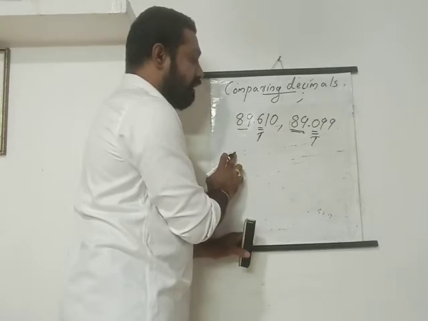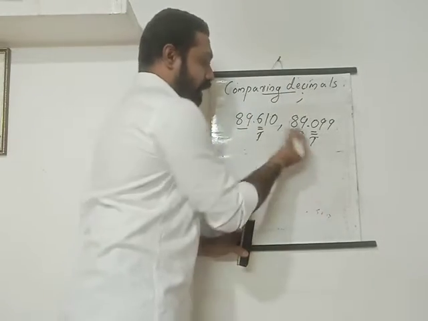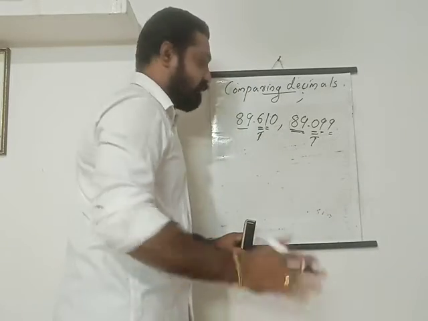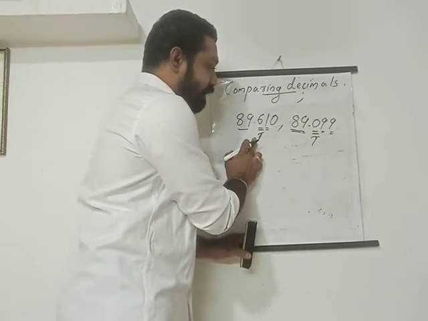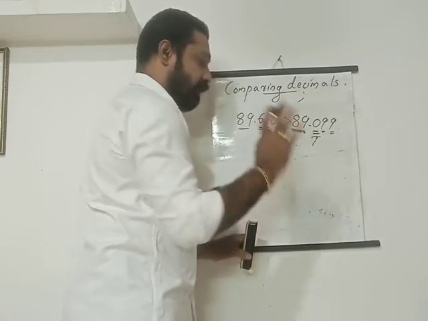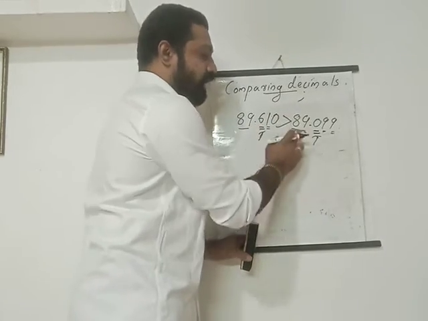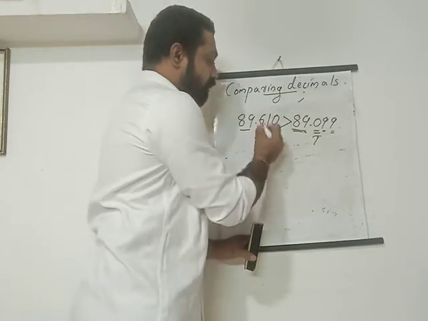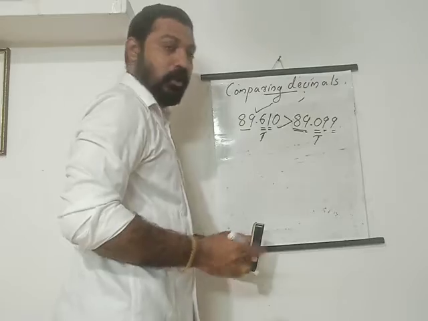It means there is no need of comparing any other number. You can see that here it is 1, but here it is 9, whatever it is. After the point, here it is 6, but here it is only 0. So which will be the greatest? This one, 89.610. Here it is 89.099. Understand? So which will be the greatest one? This is the greatest. Understand? Okay? Now.